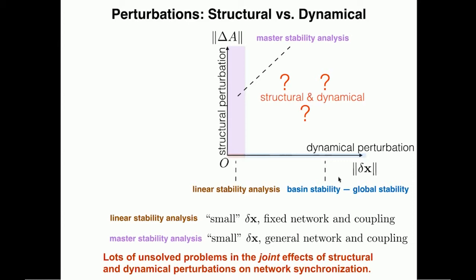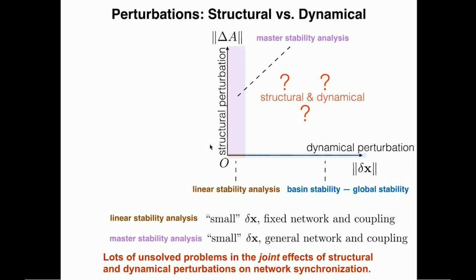In between, there has been some recent work trying to numerically measure the basin stability, which is a scalar measure of how likely a network goes to synchronization from an arbitrary initial condition in the phase space. It's mostly numerical work. Then on the vertical axis, surprisingly little work has been done understanding how structural perturbations affect the system's synchronous behavior. An exception is the so-called master stability analysis, which I will review in the next slide. That framework allows you to consider a very small initial dynamical perturbation, but now you can do that analysis not only for one fixed system, but across a whole family of networks and coupling strengths. So that's nice.